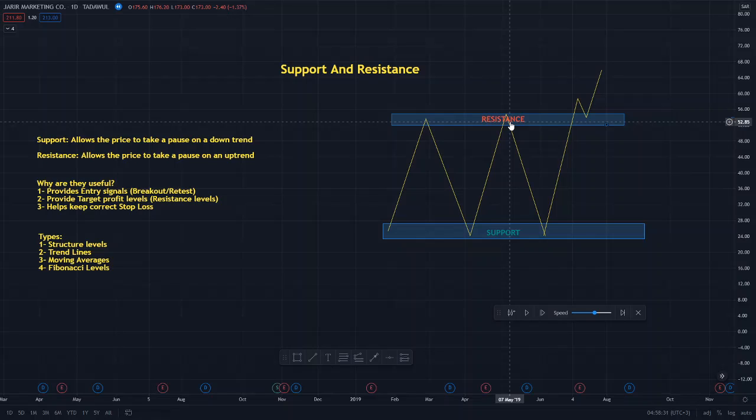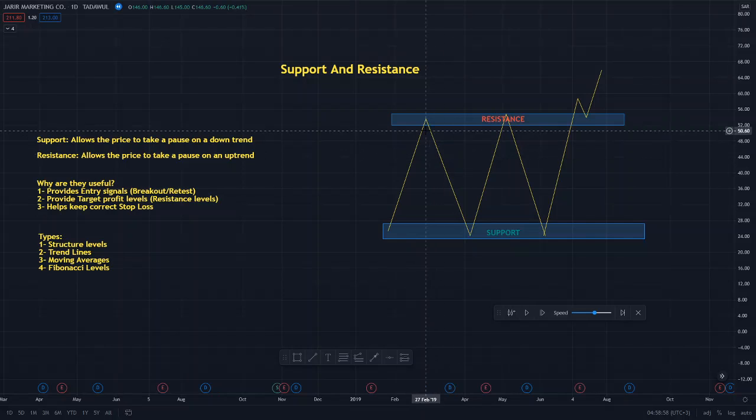So now the question arises, why are support and resistance levels so important and useful? Firstly, they always give you an accurate entry signal. I always enter a trade after a successful breakout of a resistance level and when it completes a retest on that particular market structure. Secondly, they give you accurate target profit levels.